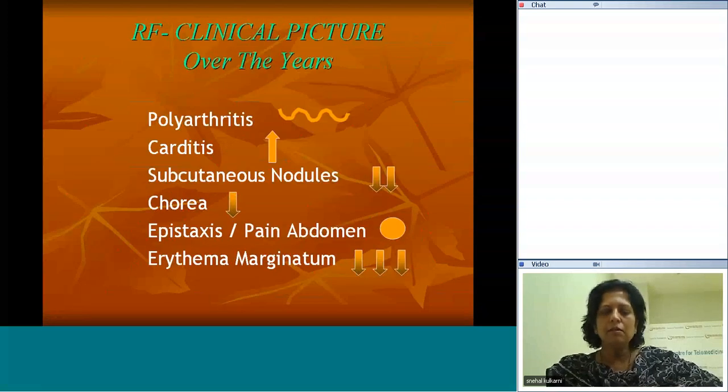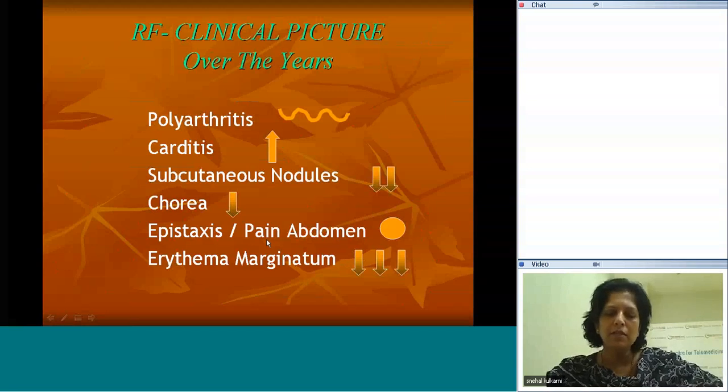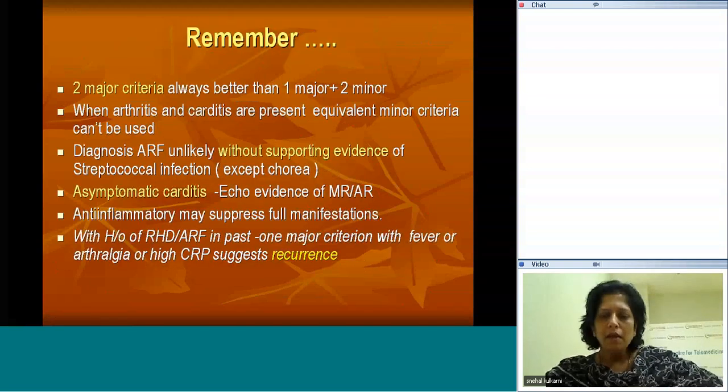Over the years, what is happening in the clinical picture? The polyarthritis is remaining the same, waxing and waning. Carditis is definitely increasing. Subcutaneous nodules and chorea we hardly see, erythema we also hardly see, and there were the criteria for epistaxis and pain in abdomen that we do not see very often.